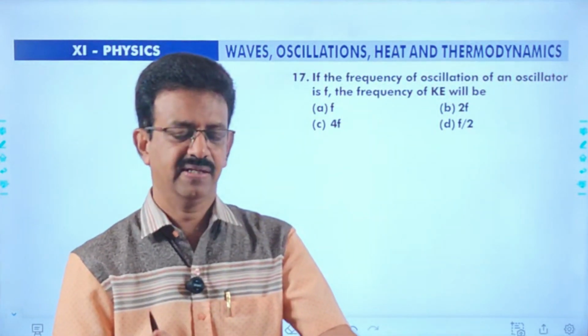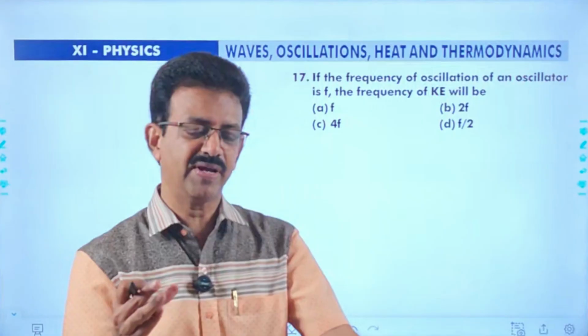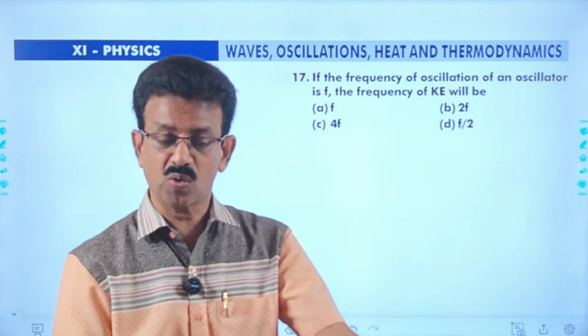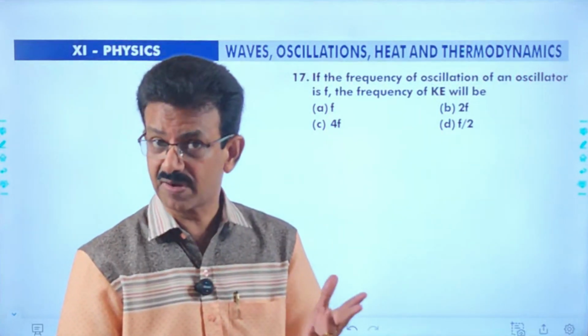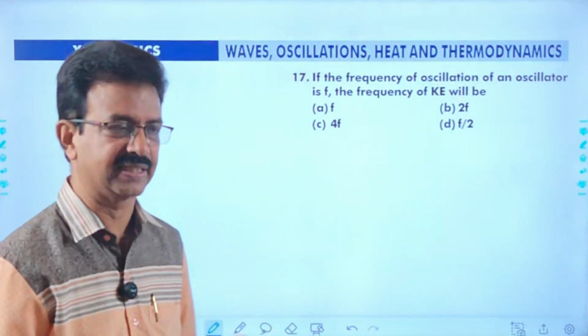Question number 17. An interesting question, but very simple. The frequency of an oscillator is F. The frequency of its KE will be what? Several times this question was asked in different exams.